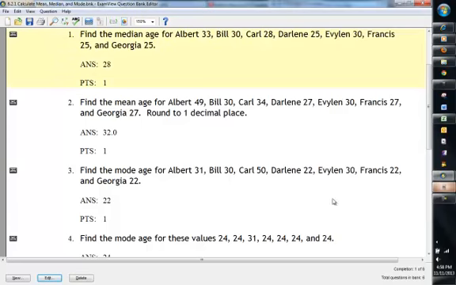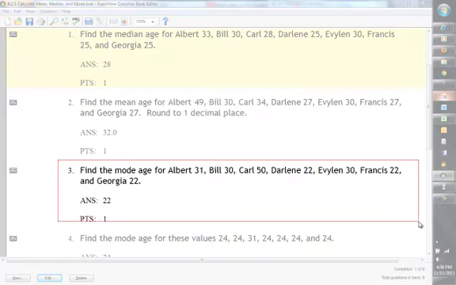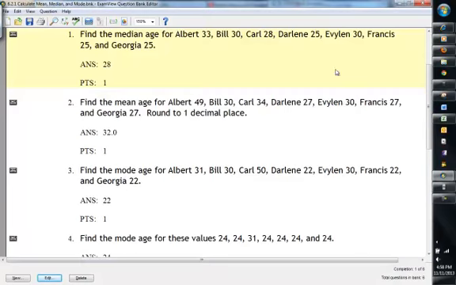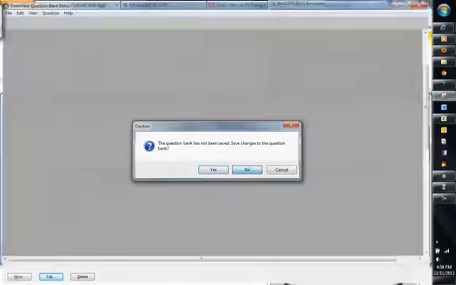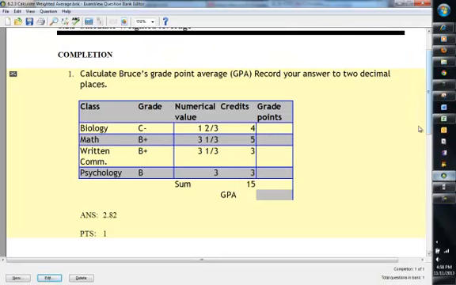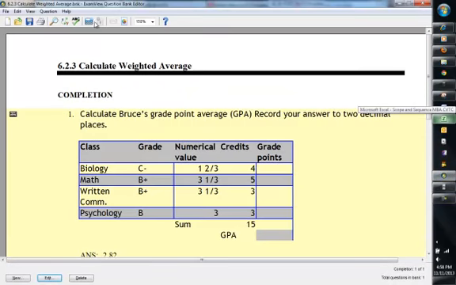The mode is the one that occurs most often. The way you go about finding the mode is you see which one looks like it's most often. In this case, there are 3 22s, so the mode is 22. Next, calculate the weighted average. Okay, here we go.